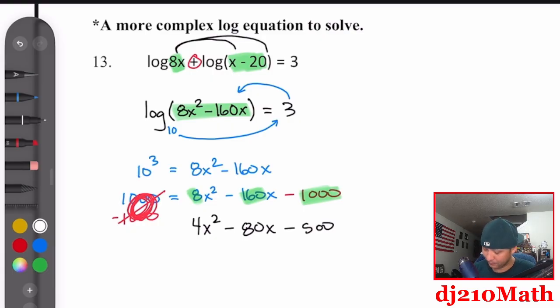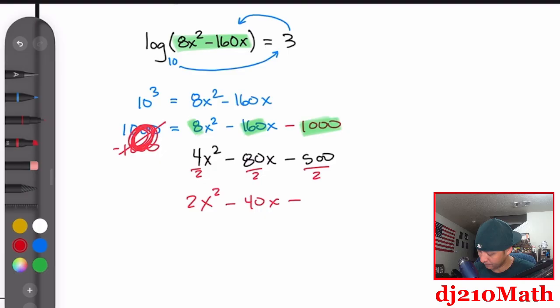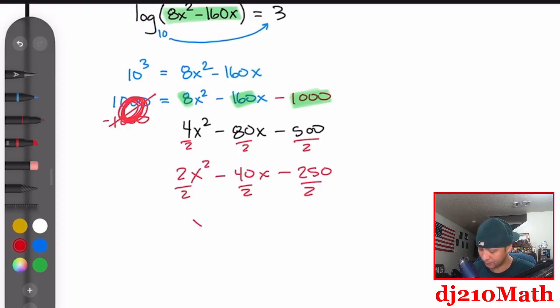All right, do it again. Divide everything by 2. Can I divide it by 4? What if you didn't notice that? I feel like the common person would still be like, oh yeah, just take 2 out, and then divide it by 2 one more time. So we could have taken out 4. This is 20x minus 125.